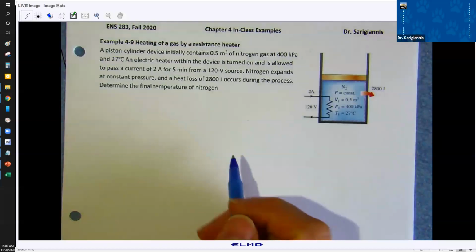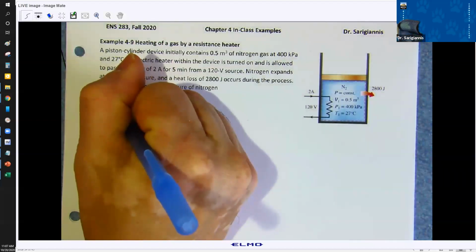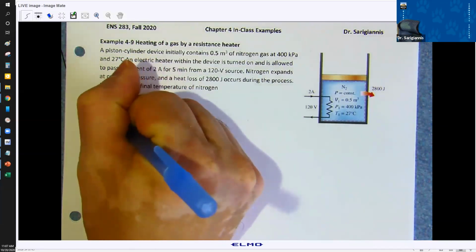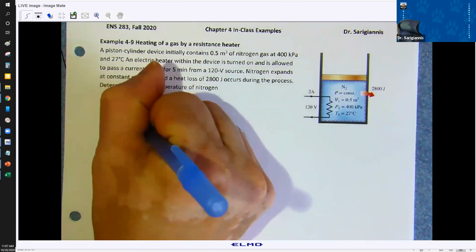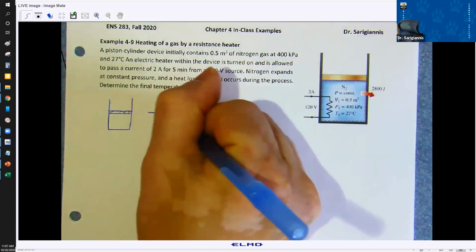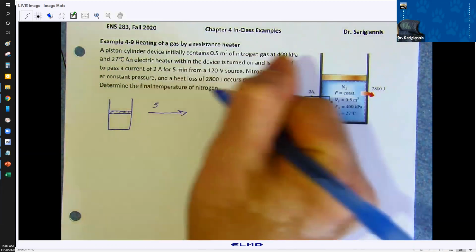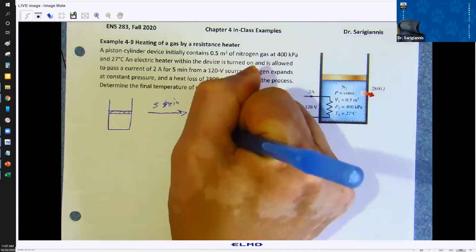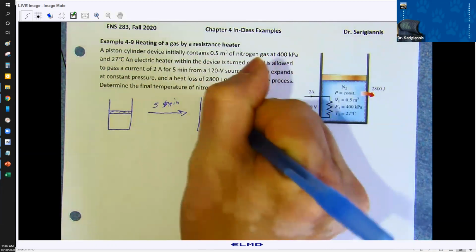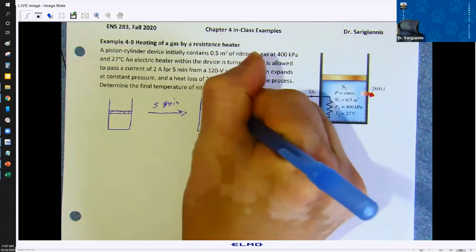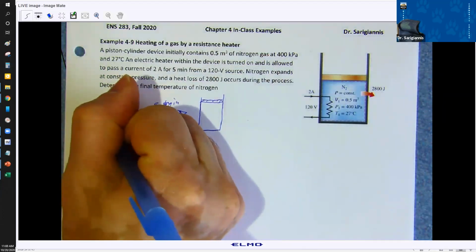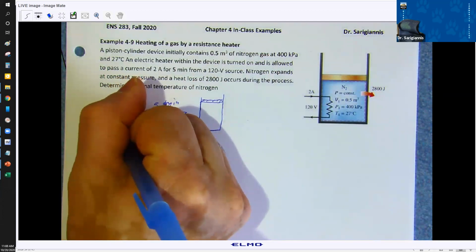Okay, so let me just sketch out the states we have here. It's always good to do that. And I always draw it too small. Five minutes, oops. And what do I have? I have a little resistance heater here.